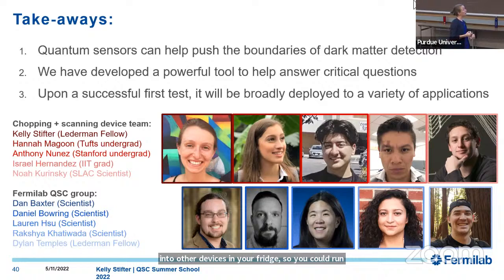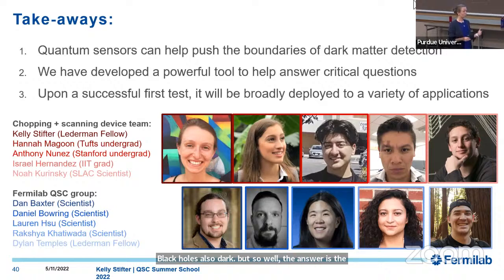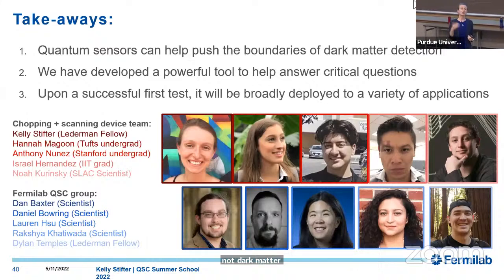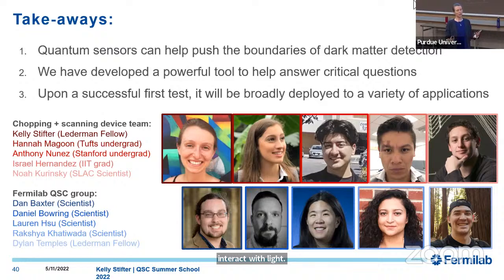The other question about dark matter, are black holes dark matter? This is a very common question. And actually, I think it stems from the name dark matter, right? Black holes are also dark. The answer to the question is that as far as we know, black holes are not dark matter. We call dark matter dark because it doesn't interact with light very well, right? Light just passes straight through dark matter. So it's actually more aptly called invisible matter rather than dark matter, but that sounds a little less mysterious.